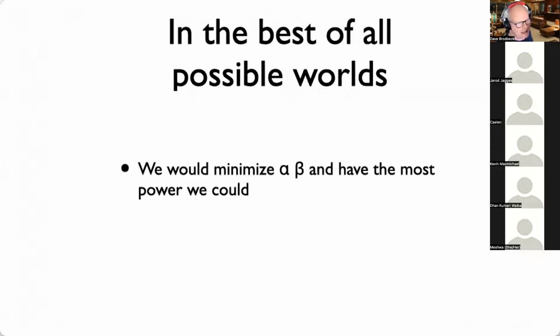In the best of all possible worlds, we would minimize alpha, that's the type 1 error probability, and beta, that's the type 2 error probability, the false negative, right? And we would increase power. Power is the probability of rejecting H0 given HA is true. So given HA is true, we never know that. We can't know that.